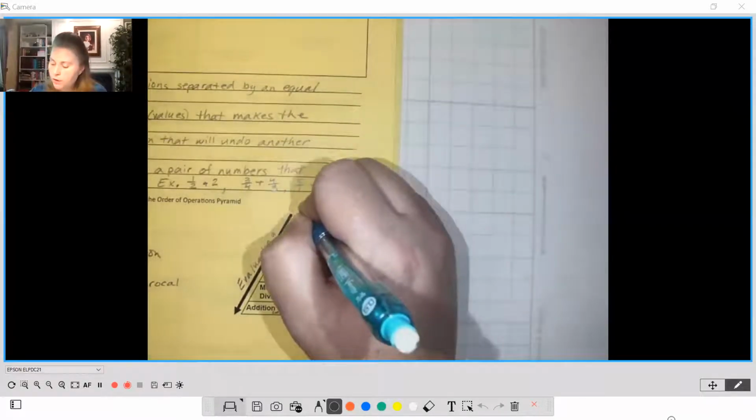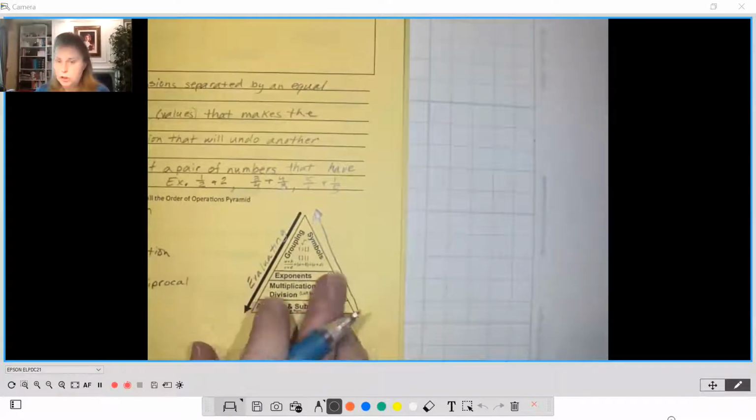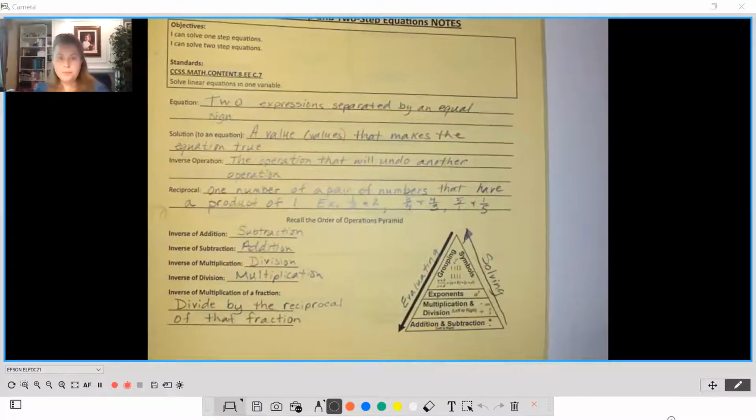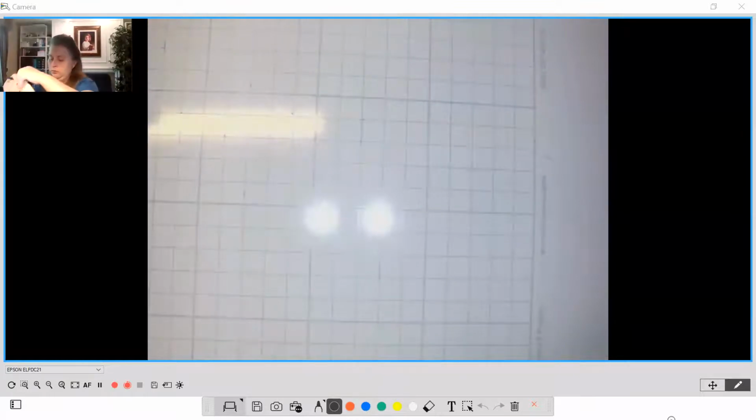So I want you to draw an arrow going in the opposite direction. Okay, and when you are solving, you work from the bottom up. So you're doing the order of operations in reverse. Let's switch to a different pen. Okay, next page.